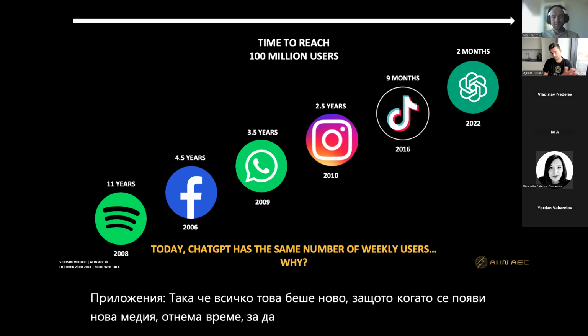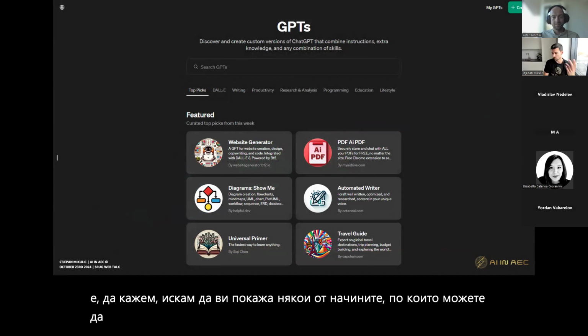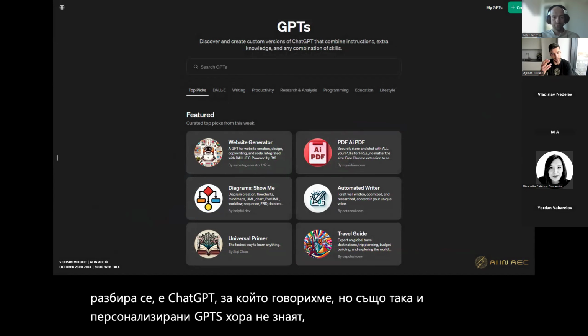And let me show you some of the ways how you can use it. So what I want to start with is, of course, ChatGPT, which we talked about, but also custom GPTs. People don't know that this is something that's going to get bigger and bigger over time.